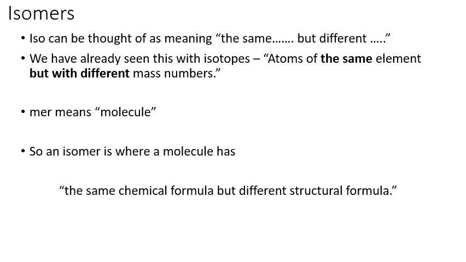Isomers. Iso can be thought of as meaning the same but different. We have already seen this with isotopes. Isotopes are atoms of the same element but with different mass numbers. Mer means molecule. So an isomer is where a molecule has the same chemical formula but different structural formula.